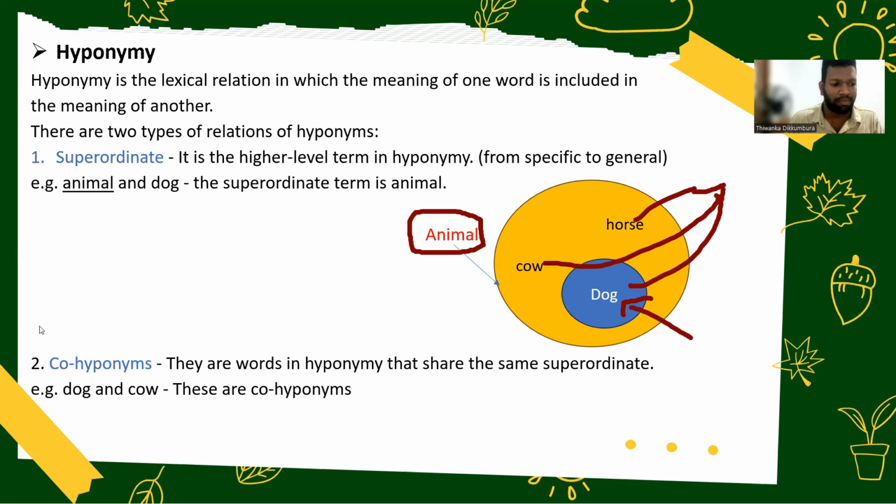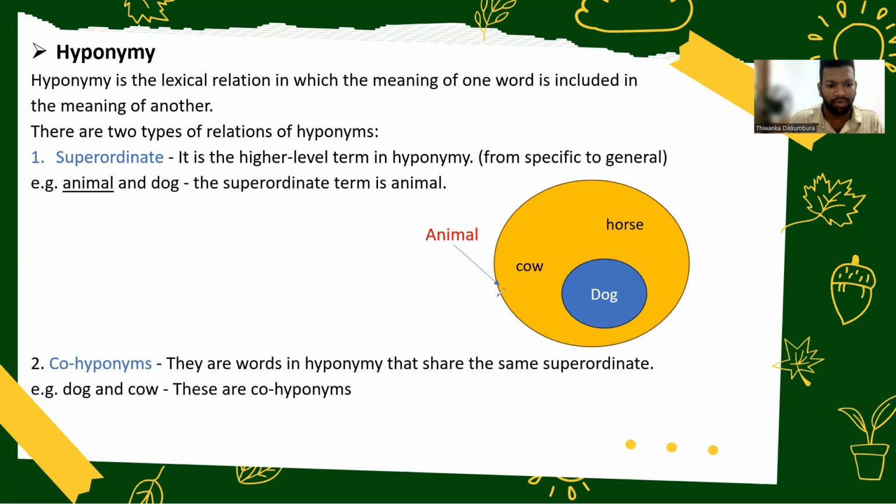The second type of relation in hyponyms is co-hyponyms. When we consider the words inside this circle, the set animals, cow, horse, and dog are co-hyponyms of each other. They are words in hyponymy that share the same superordinate. So here, cow, horse, and dog share the same superordinate, animal. Right. So that is my explanation about these three main lexical relations.